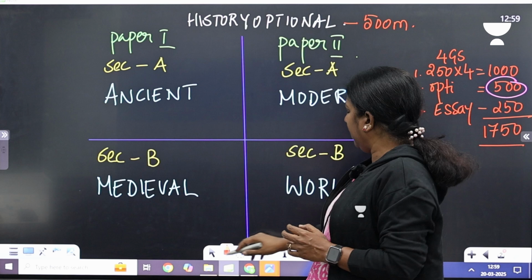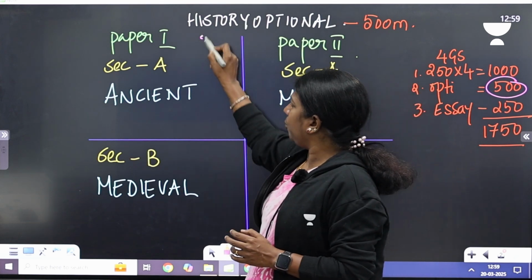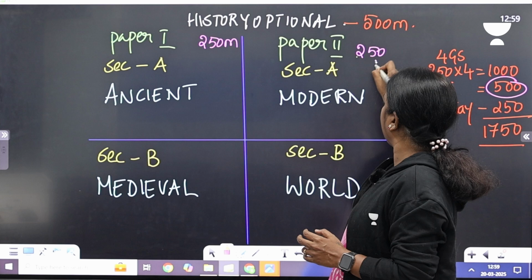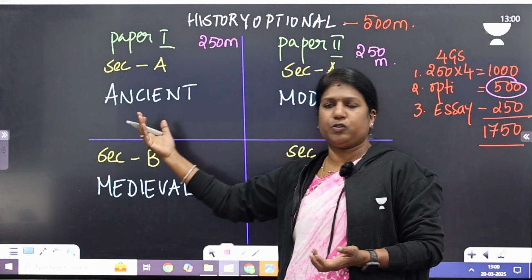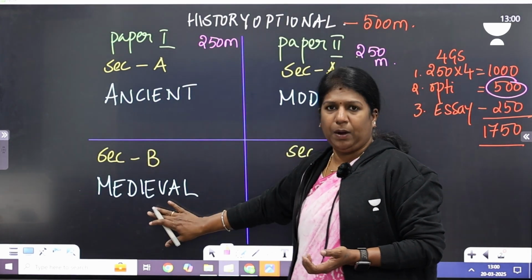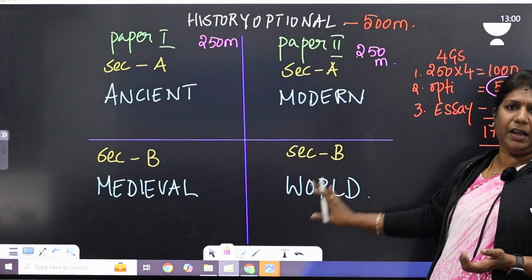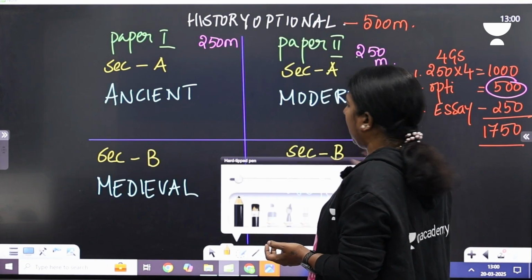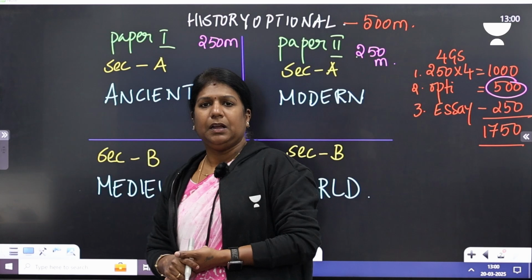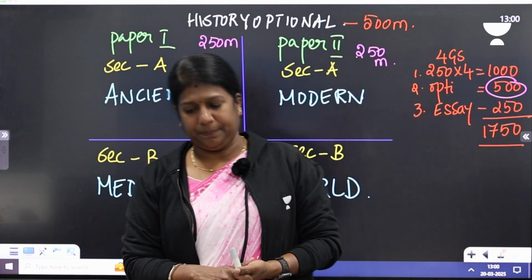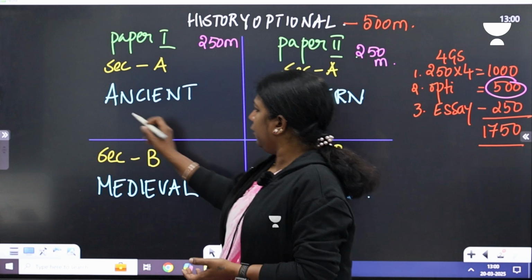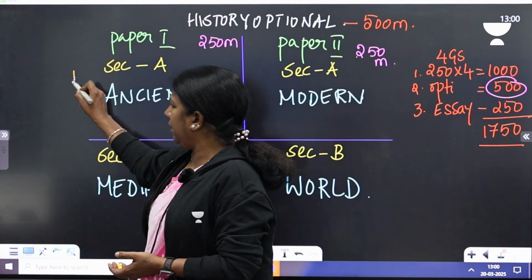And if you look at 500 marks here, paper 1 is for 250 marks and paper 2 is for 250 marks. So which naturally goes like 125, 125, 125 and 125. So if you get into the exact part of how the paper goes, UPSC clearly says that paper 1 has got 8 questions in total.